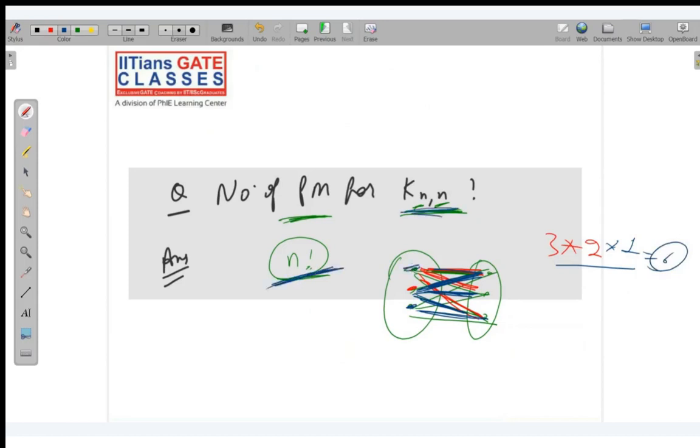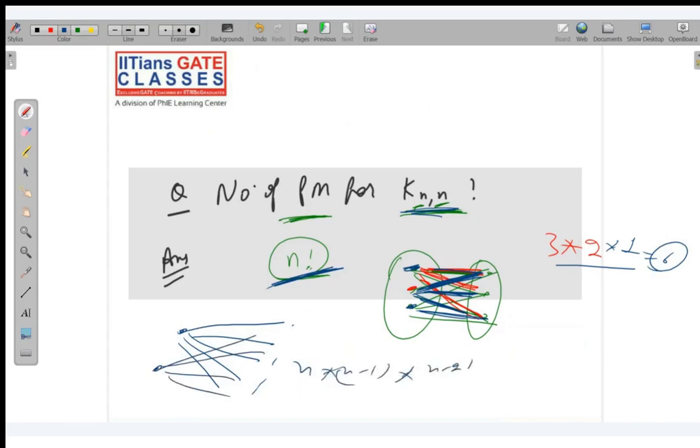That means for first vertex, if you take, you have n choices. For the next, you have n minus 1 choices. And the next, n minus 2 choices. And so on. N factorial is the answer.